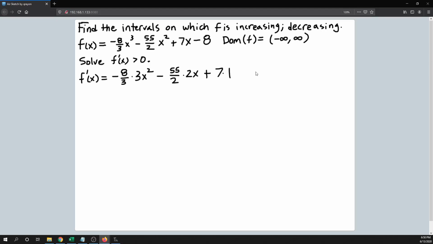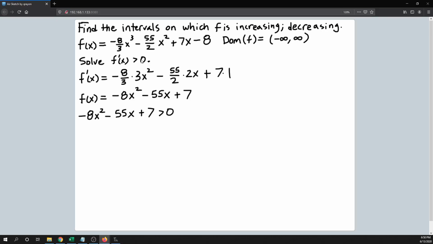All right, so we have the derivative. What we need to do next is to simplify it as much as possible. So -8/3 times 3 is going to wind up to be -8x squared. -55 halves times 2x is going to be -55x. And then plus 7. So here's the derivative completely simplified. And so what we would do next is to solve the inequality: -8x squared minus 55x plus 7 greater than 0.